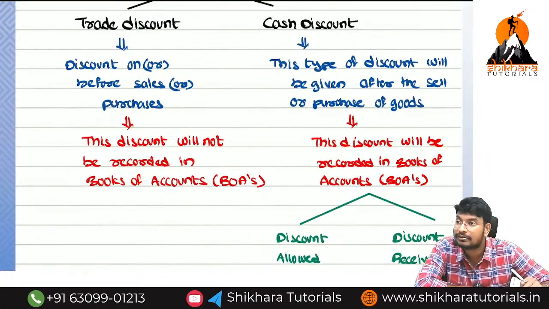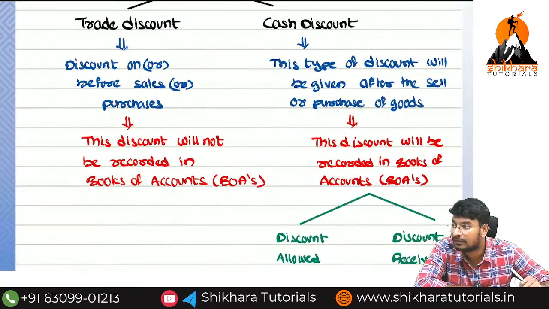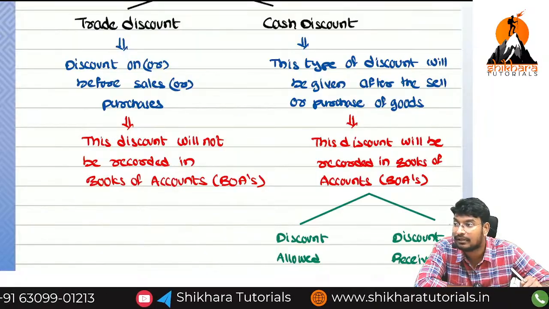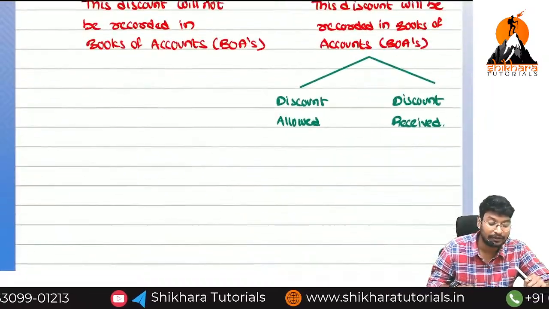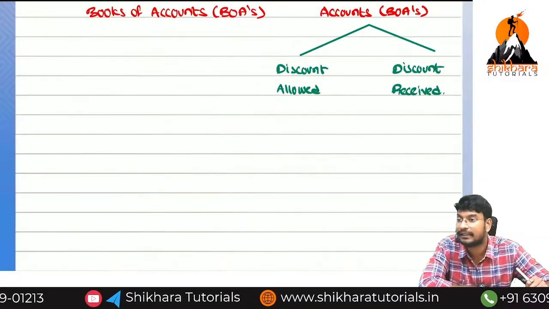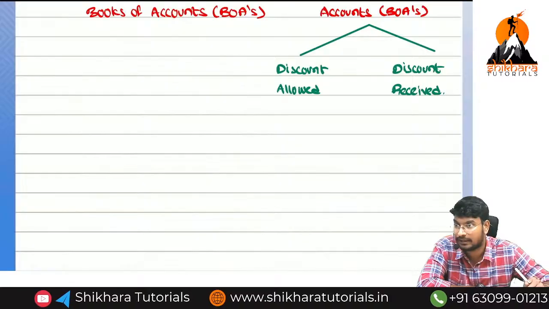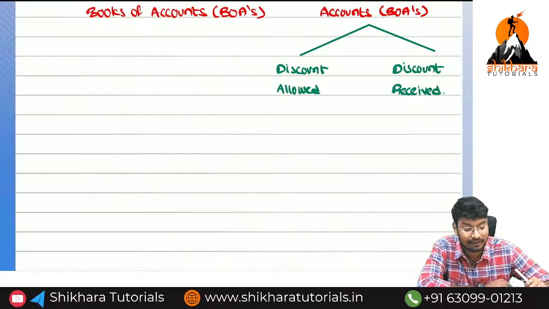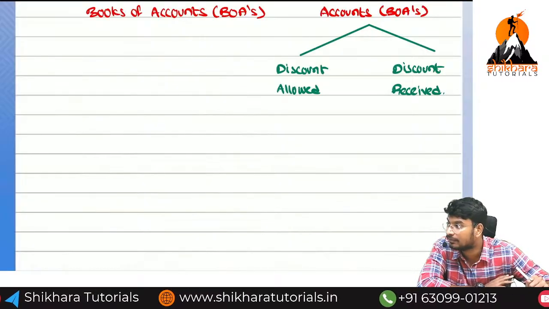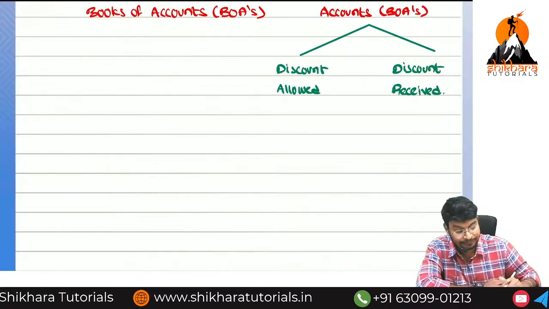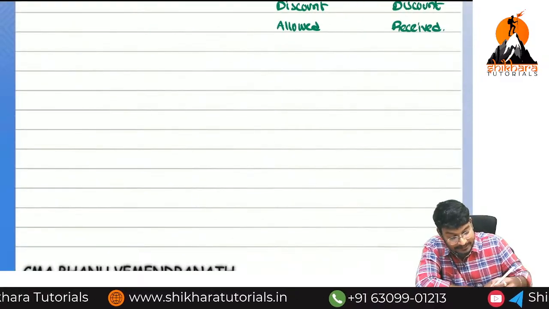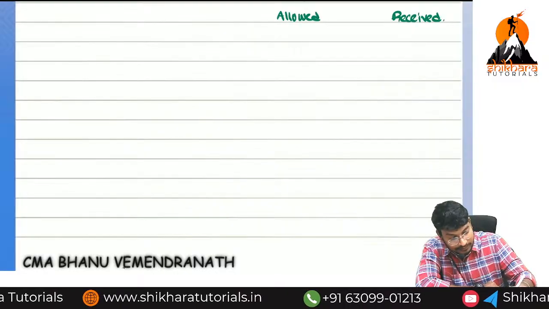Now, trade discount we are not going to record in the books of accounts. Cash discount we need to record in the books of account. Why we need to record means you need to understand the two meanings. What are the two meanings? Discount allowed and discount received. First I will discuss the discount allowed, then after I will discuss discount received. This heading is called what? Discount allowed.